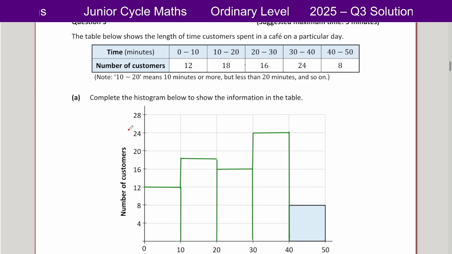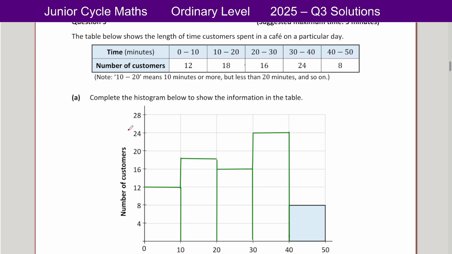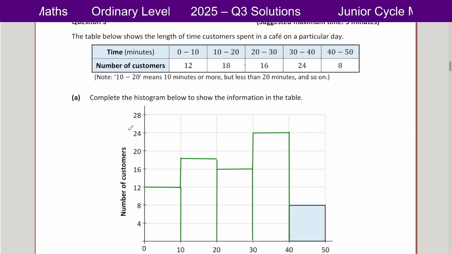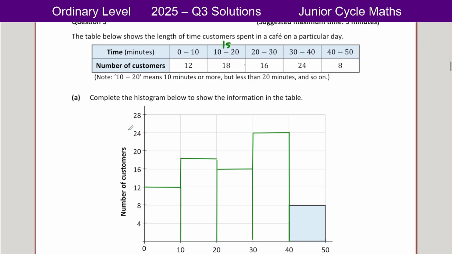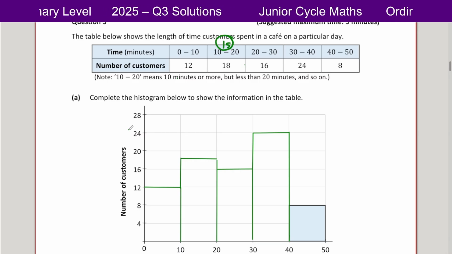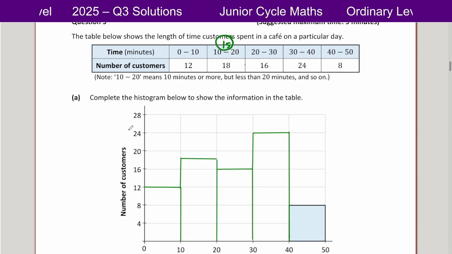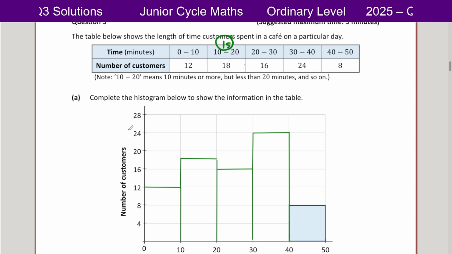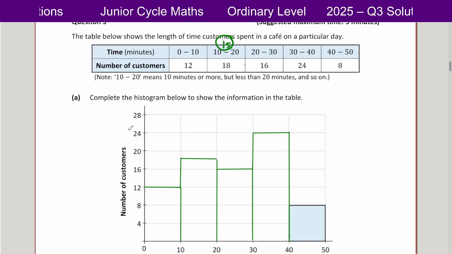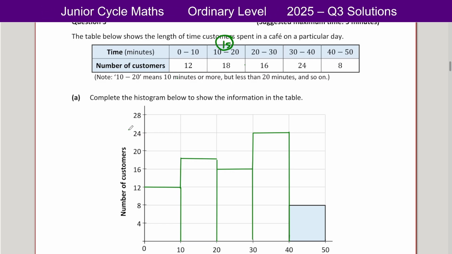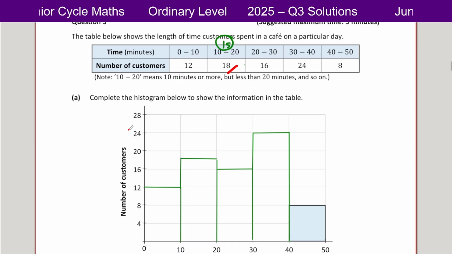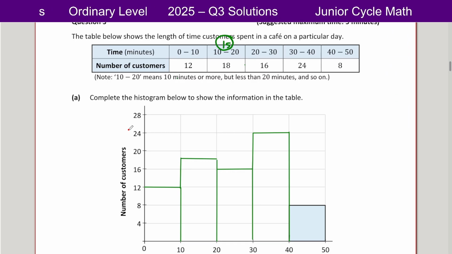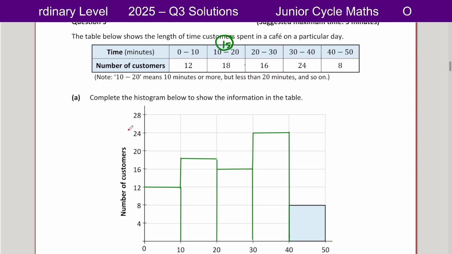So we need to find where the 15 minutes is. It's here in the second interval. So here is 15, so we write down 15. In this interval, we need to find the greatest total number of customers who could have spent time in the cafe. We know we have 18 customers in this interval, but we are not sure about those 18 people, how long they spent.